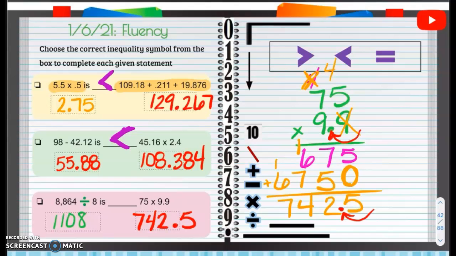So the bigger mouth eats the bigger number, remember? So the bigger number in this case is going to be that 1,108. So we are going to have this symbol to finish that. And that is it for our fluency. Great job!